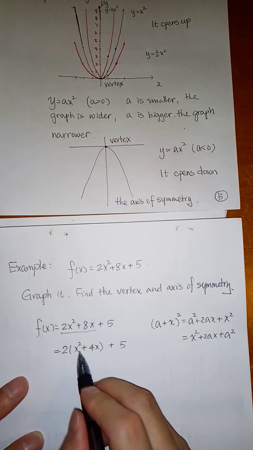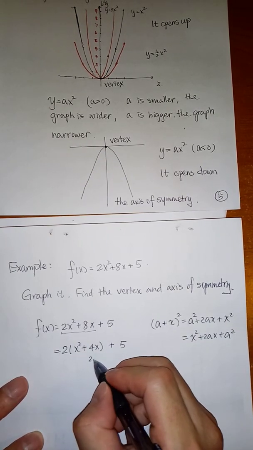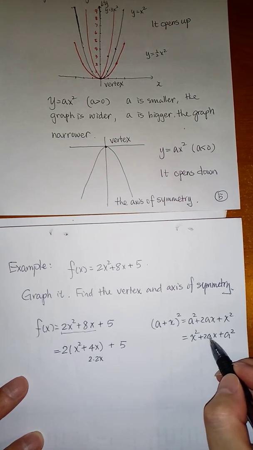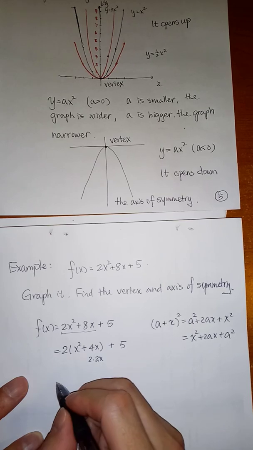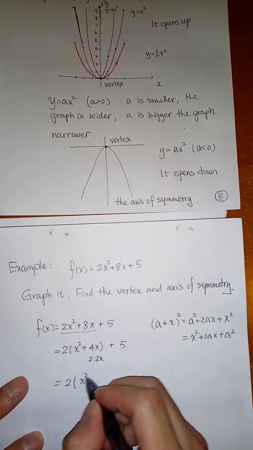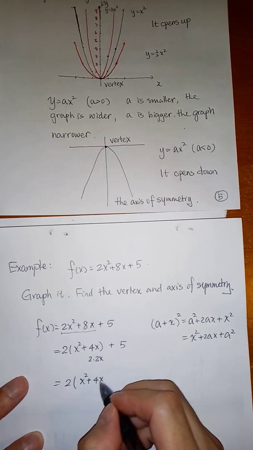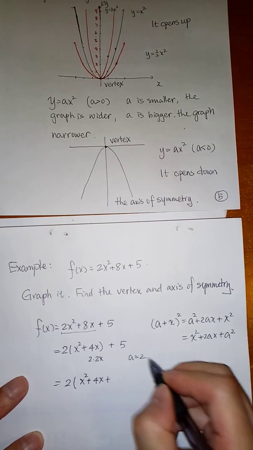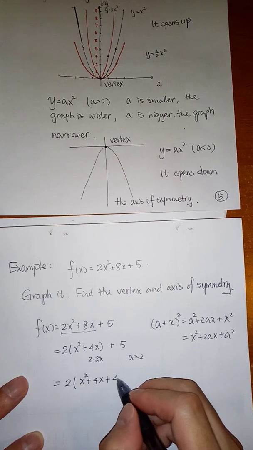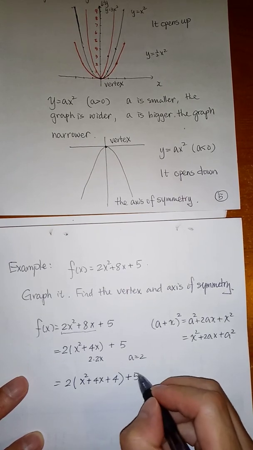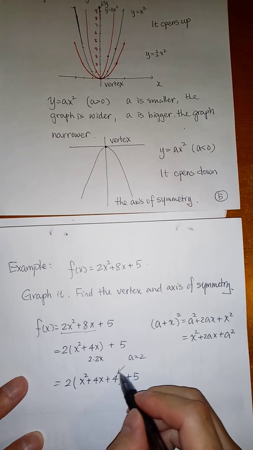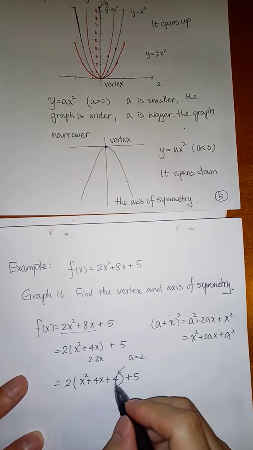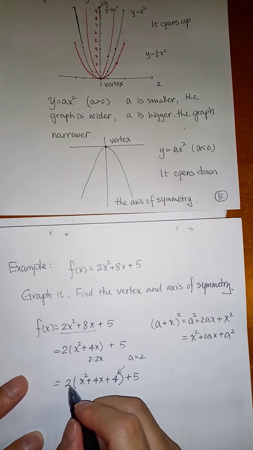You see here, you have x squared plus 4x. 4x is 2 times 2x. So x squared plus 2ax, so a is equal to 2. Then you miss a squared, you miss 2 squared. 2 squared is 4. Okay, so artificially you add this 4 here, 4 as a squared.